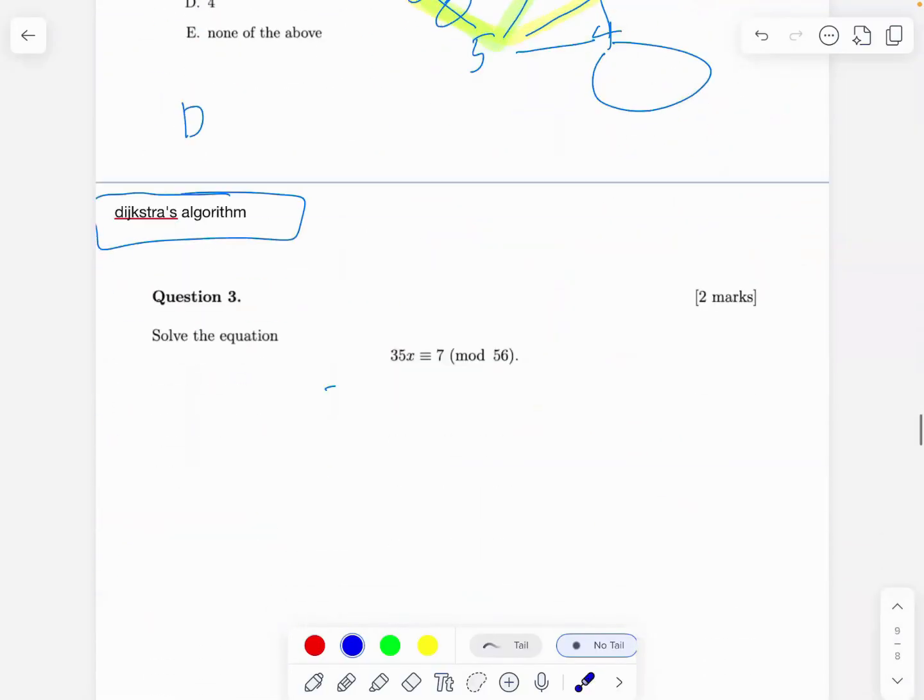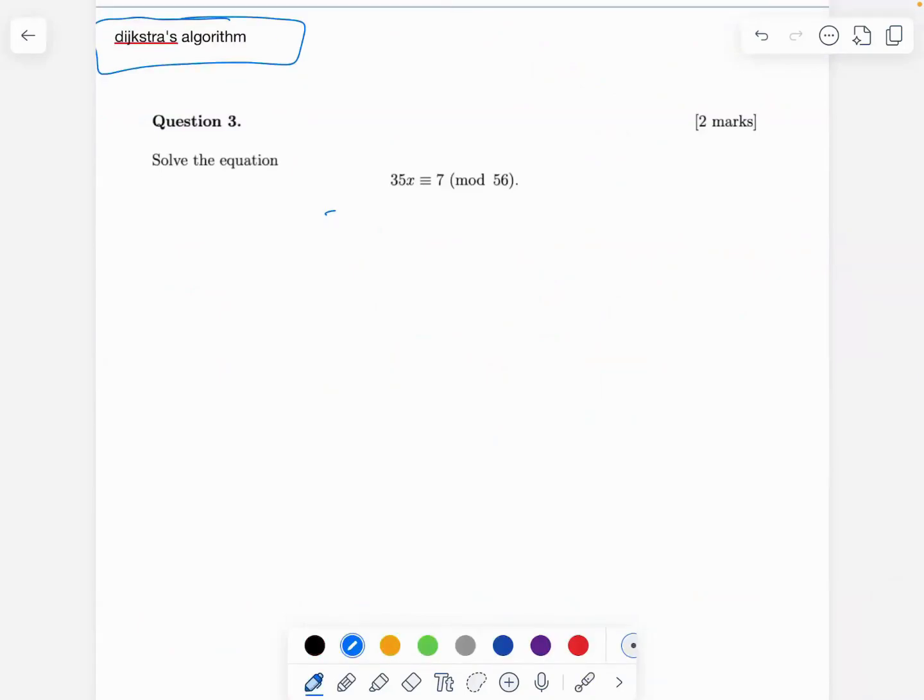Okay, let's go down. It says solve this one. Last year there was a written answer question like this one. I know, you guys want a calculator because of this. Yes. To solve this one, we find the GCD of 35 and 56. We need to find GCD.